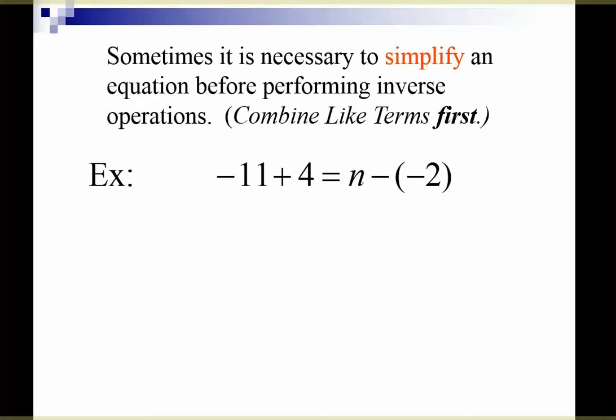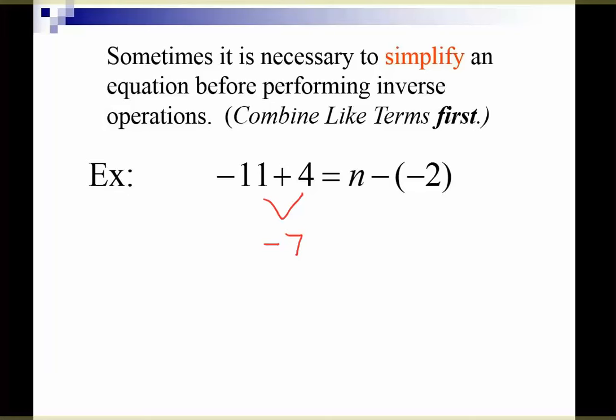So I don't want to start adding 11 or subtracting 4 or adding or subtracting 2 until I really have this in much simpler terms. Okay, so what can be simplified right now? Well, if you look at negative 11 and positive 4, I can combine those like terms right now. If you can combine like terms, you should always combine like terms. It's going to simplify everything. So negative 11 plus 4, that looks like it's going to be negative 7.